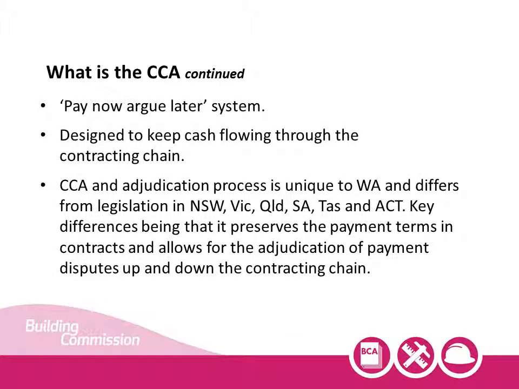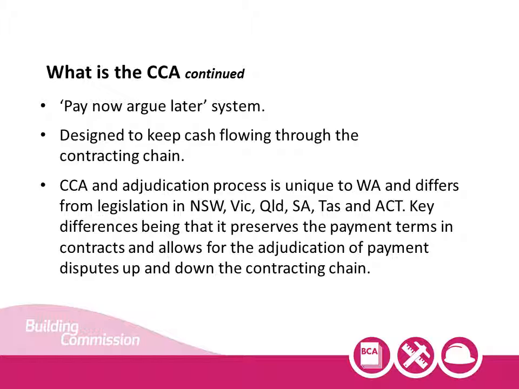The rapid adjudication process under the CCA is known as a pay now, argue later system. This means payment disputes under construction contracts are determined by an independent adjudicator. The decision of the adjudicator is then binding on the parties and payment must be made on account. If the parties wish to litigate or arbitrate the dispute, they still retain their full rights to do so. The adjudication process is designed to keep cash flowing in the contracting chain and is unique to the construction industry.